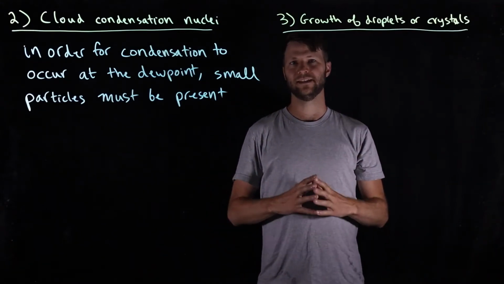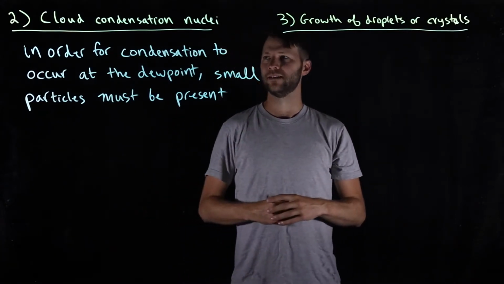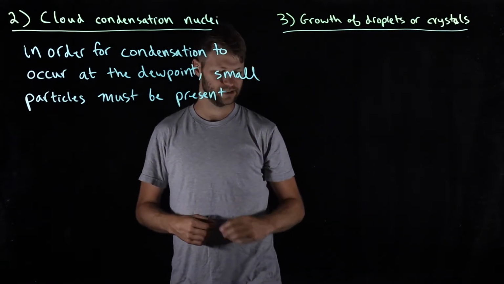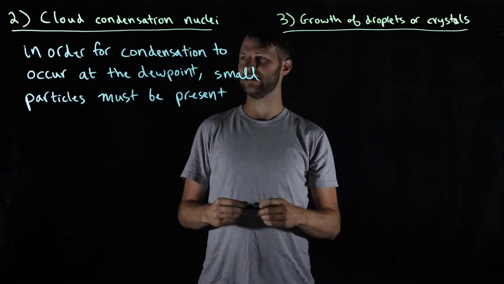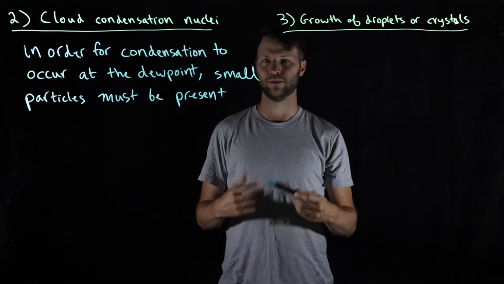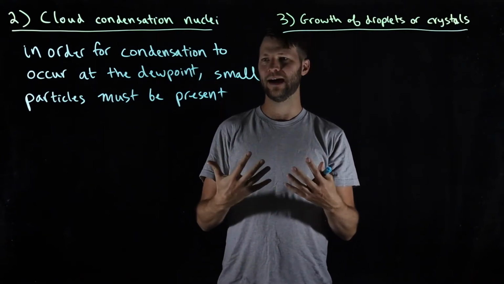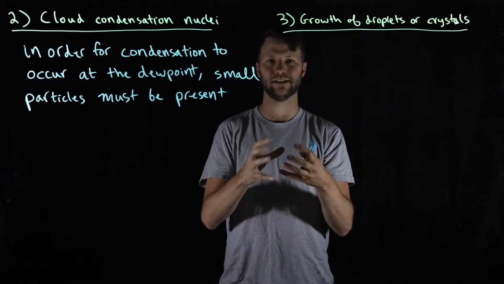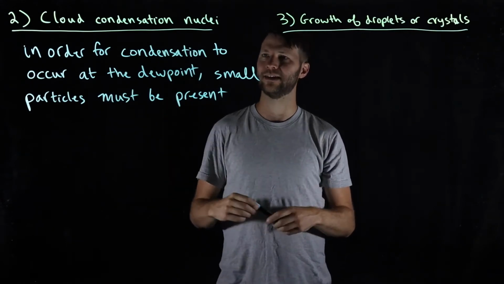Let's talk about the second and third steps in the recipe for precipitation, namely the presence of cloud condensation nuclei and the growth of droplets or crystals. So with regards to the cloud condensation nuclei, the idea here is that even when a parcel of air reaches saturation, it's 100% relative humidity, it's at the dew point, it's not possible for the droplets to grow in size unless they have something to hold on to, something to grow off of. And these are called cloud condensation nuclei.